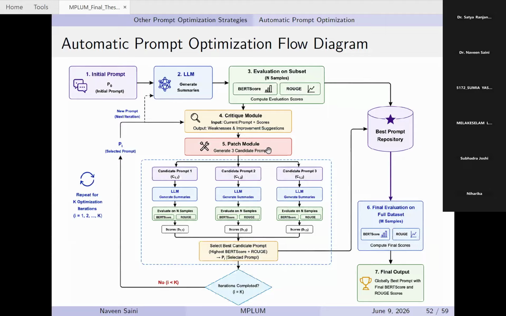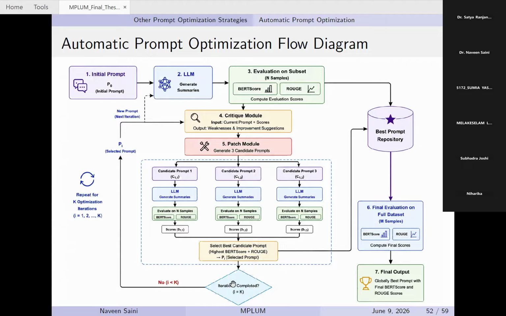The patch model, what it will do, instead of one, it will generate three candidate prompts. Candidate prompt 1, candidate prompt 2, candidate prompt 3. But because it's a parameter, you can also generate 5 prompts, you can generate 10 prompts based on the weakness. But because we want to minimize the time as compared to the previous one. In the previous case, only one prompt was generated, but here we are simultaneously generating multiple prompts. So again, we will pass this prompt to the LLM, generate summary, then evaluate the score, and then see which one is the best prompt.